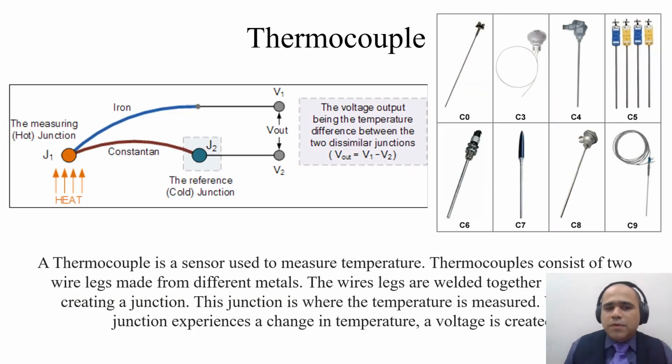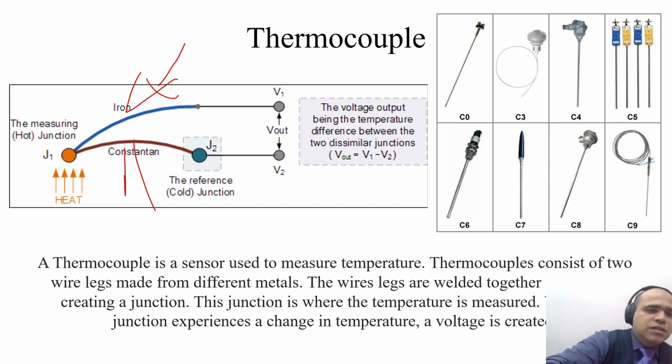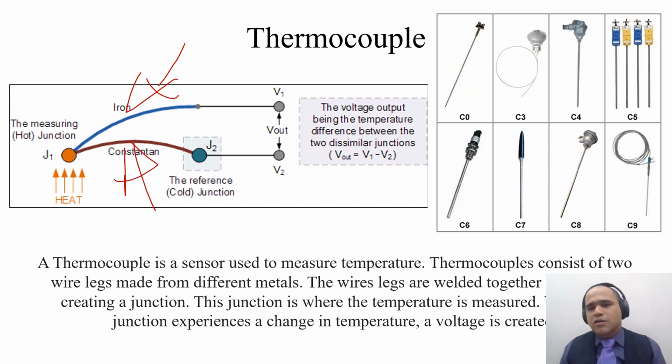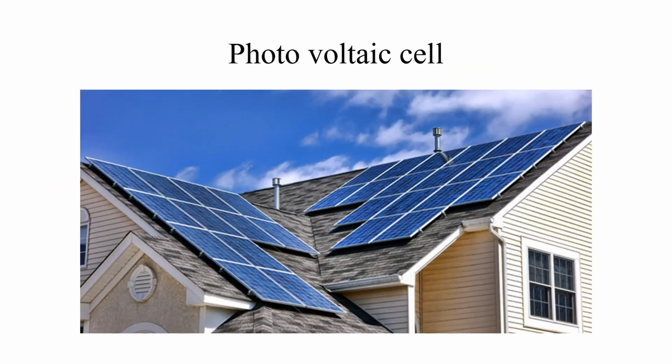So thermocouple basically, if you heat one junction where two different metals are connected, then a voltage is produced across this junction. Now there are different kinds of thermocouples that a person can use, and they can measure up to 500 degrees also. Is a photovoltaic cell actually a sensor?